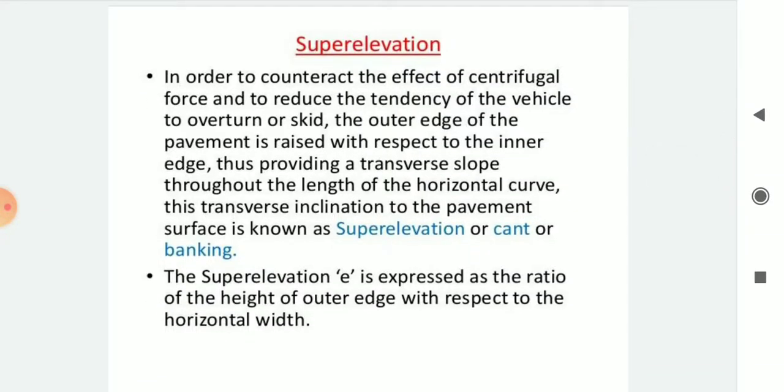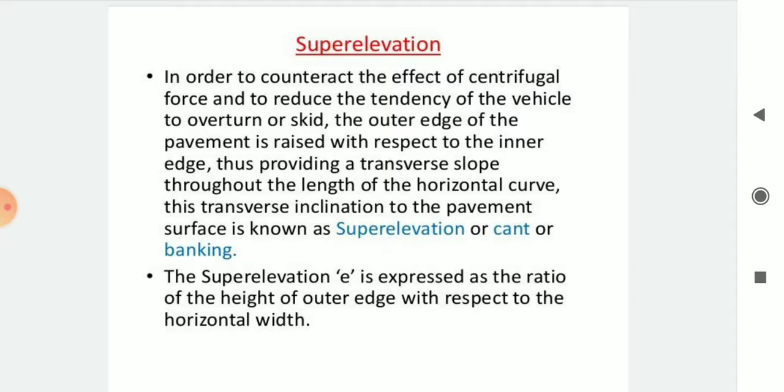Then what is super elevation? What do you know about super elevation? Okay, in order to counteract the effect of centrifugal force and to reduce the tendency of the vehicle to overturn or skid, the outer edge of the pavement is raised with respect to the inner edge, thus providing a transverse slope throughout the length of the horizontal curve. This transverse inclination to the pavement surface is known as super elevation or cant or banking.